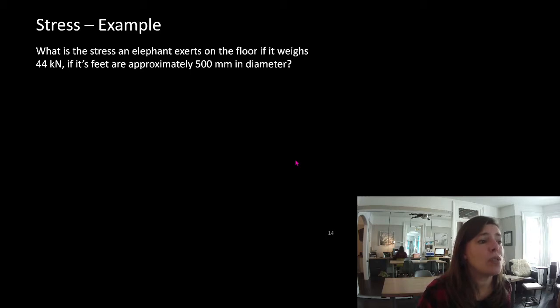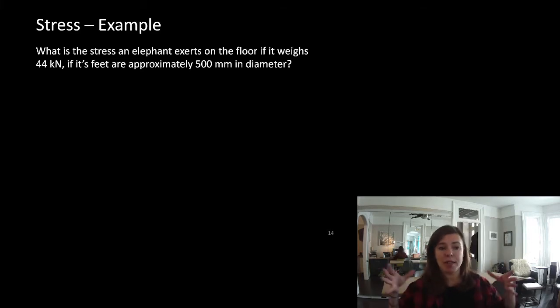Okay, what's the stress an elephant exerts on the floor if it weighs 44 kilonewtons and its feet are approximately 500 millimeters in diameter? And yes, I did research on what an average elephant weighs and what the approximate diameter of their feet are.